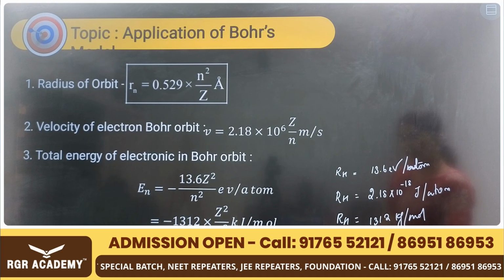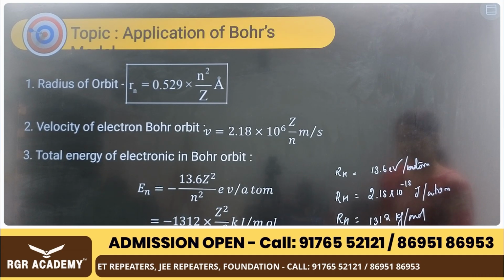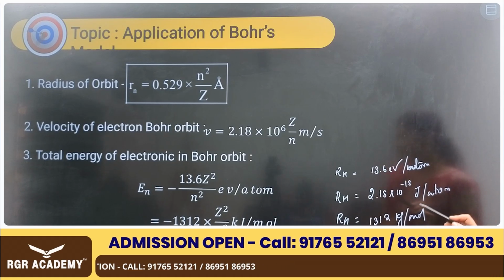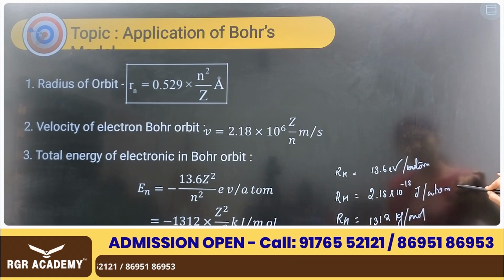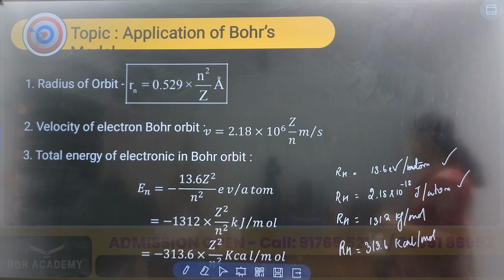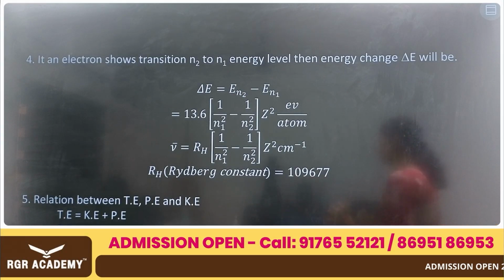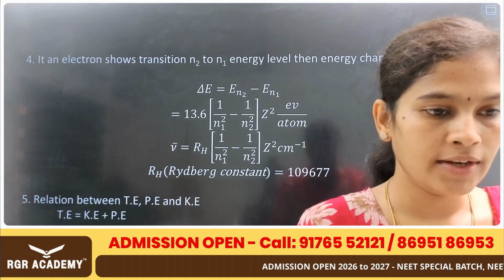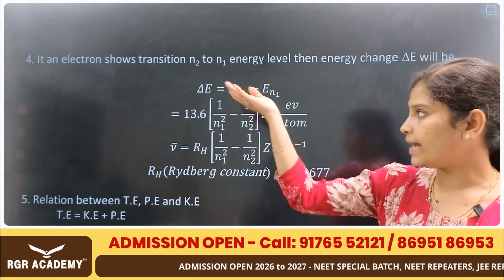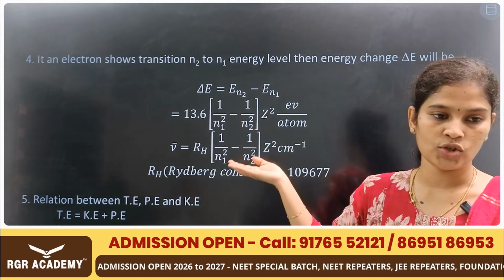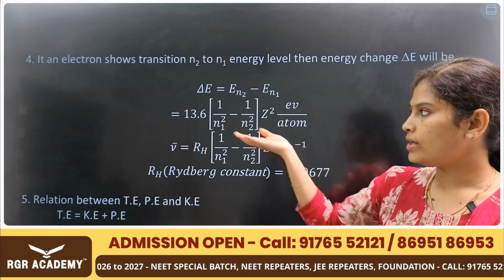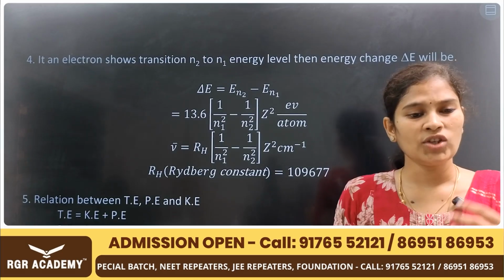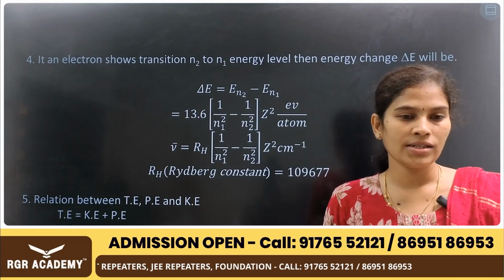And if it is in kilocalorie, this is the formula. Like this, we can calculate in different ways. Mainly, we will stick to these two, right? And if the electron is showing a transition from N2 to N1 or a different energy level, we can use this formula. Delta E is equal to final minus initial. So E2 minus E1. So we can derive it like this. So the change while we are measuring will be energy absorbed or released.